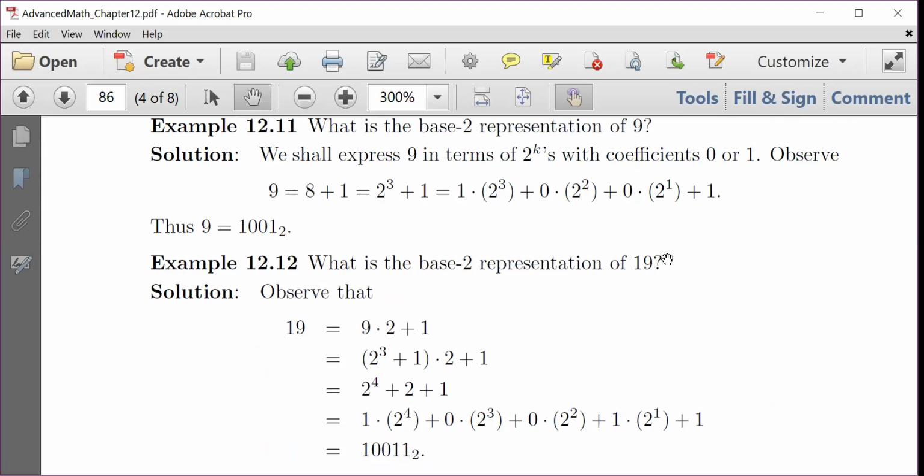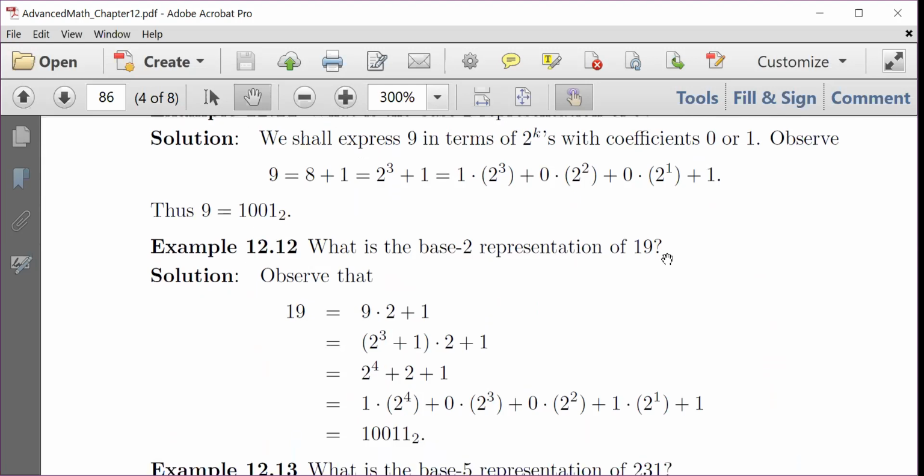0 maybe uses a strange symbol, A, and 1 uses a strange symbol, B. Then you see a bunch of numbers like that. First of all, you have to identify which one means 0 and which one means 1. And then all the numbers can be translated to our base 10 system. Okay, so here is the base 2 representation of 19.